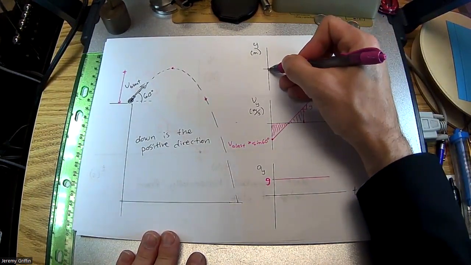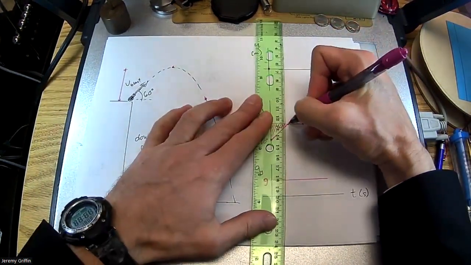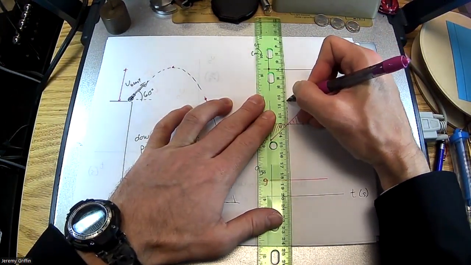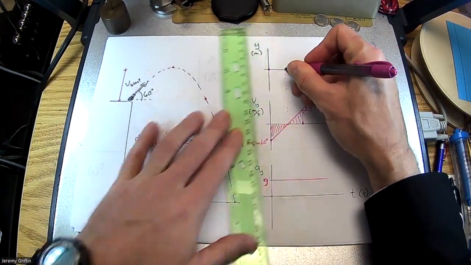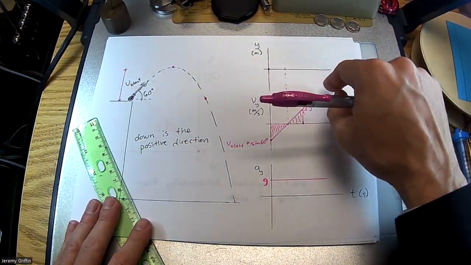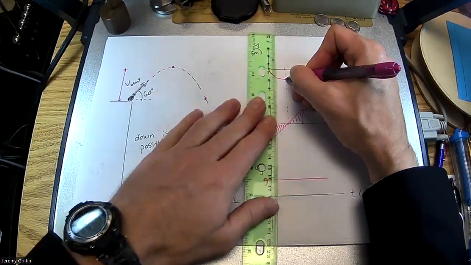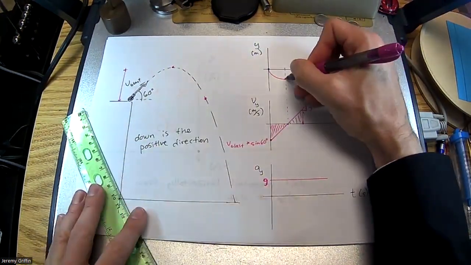Starting from that point, what does the rest of this graph look like? I bet this is going to be a parabola. The fact that down is positive means it's going to be an upwards parabola or downwards parabola? Upwards parabola, yeah. And the vertex of the parabola is going to align with the peak height.